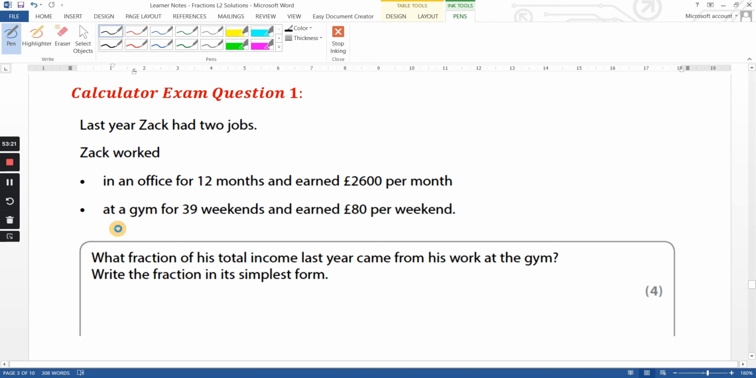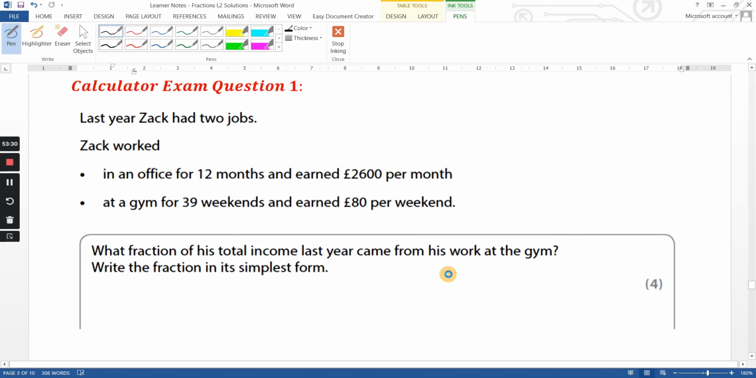Right, that's that one there, isn't it? Write the fraction in its simplest form. Ooh, so we have to simplify it as well. Look how many marks it is as well. 4 marks with the calculator, so that's good.